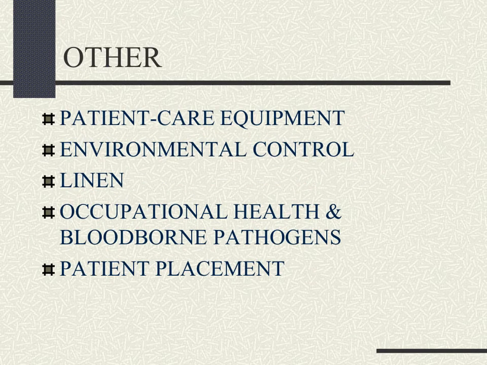Other things to consider are patient care equipment, the environmental control, linens, occupational health and bloodborne pathogens, in particular the policies around that, and patient placement. Remember that each facility has their policies that should revolve around determining how to manage infection control practices, and that will always detail what to do with patient care equipment, the environment, your linens, if you are exposed to bloodborne pathogens, and patient placement.